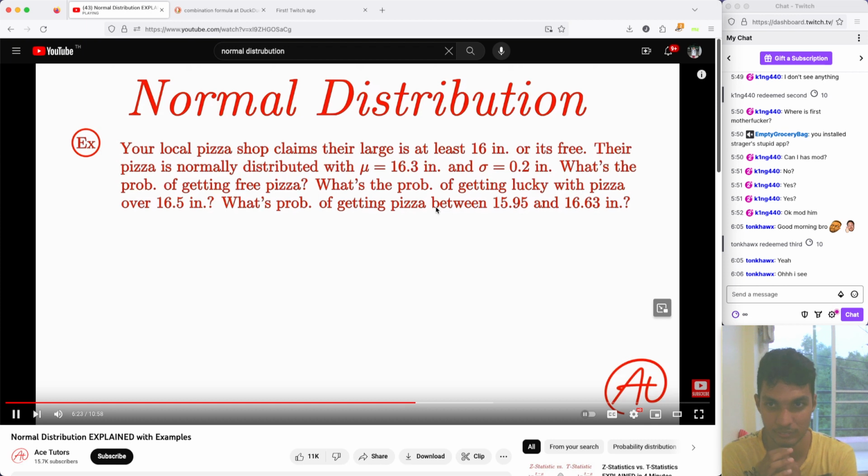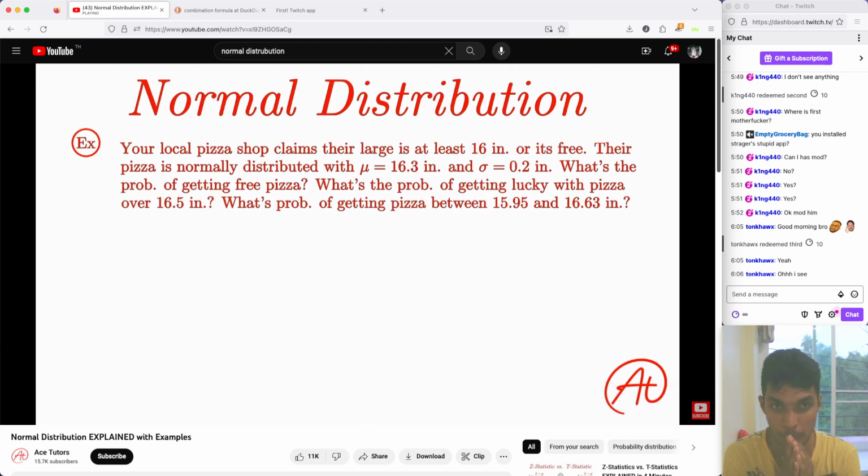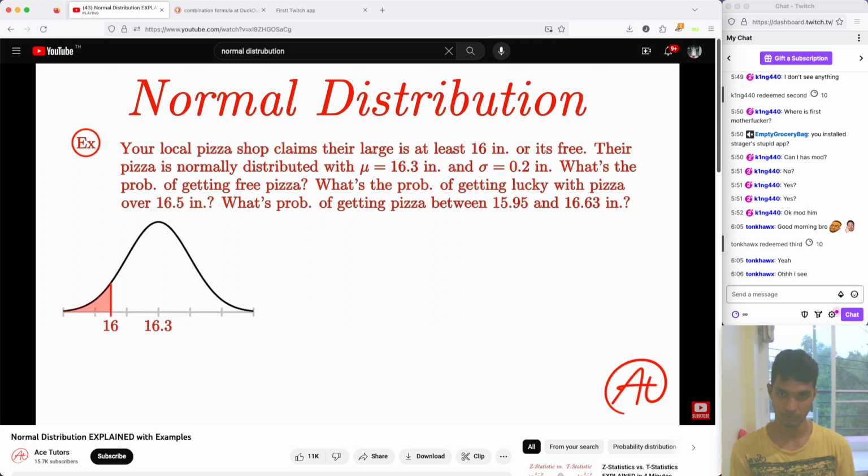15.95 inches and 16.63 inches. Okay, first, let's draw our normal distribution centered at the mean of 16.3 inches. And we want to find the probability of getting a pizza that is less than 16 inches, which looks like this. Now our first step for these problems is always going to be standardize our distribution.